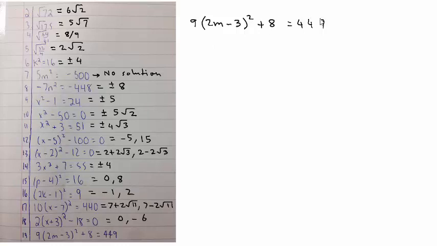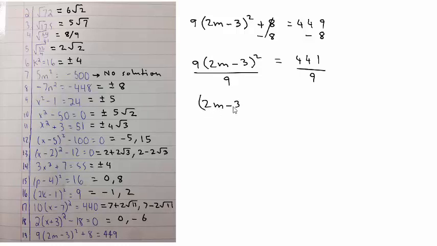First things first, take the 8 to the other side, subtract 8. So that gives us 9 times 2m minus 3 whole squared is equal to 449 minus 8 is 441. What about 2m minus 3 whole squared? To find that out, you want to divide both sides by 9. So then 2m minus 3 whole squared becomes equal to 441 divided by 9. How much is that? 450 divided by 9 is 50. So this is going to be 49.